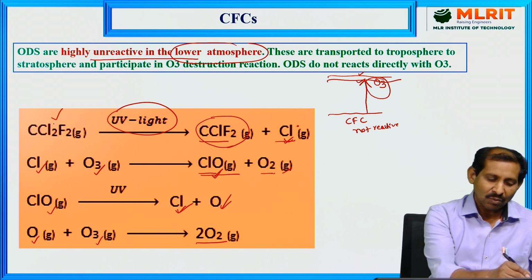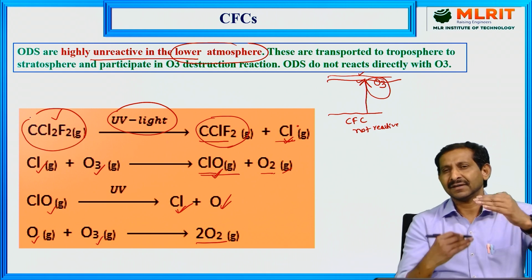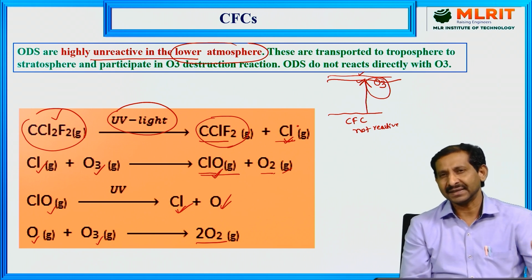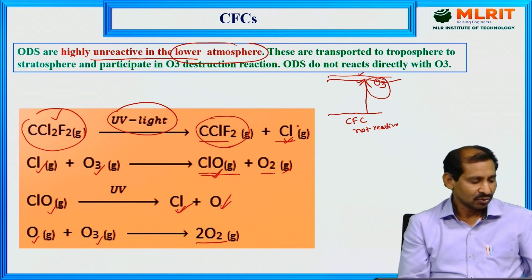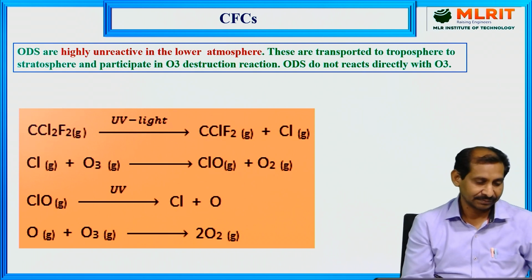So if a small quantity enters the troposphere and the ozone layer, the ozone layer will slowly be depleted by these chain reactions. That is the set of reactions involved in ozone layer depletion.